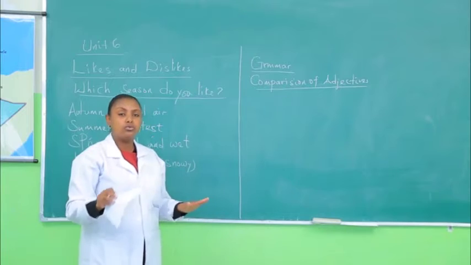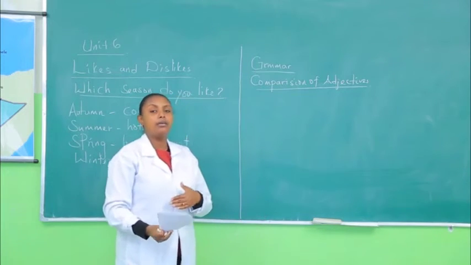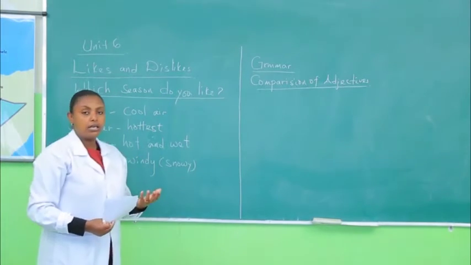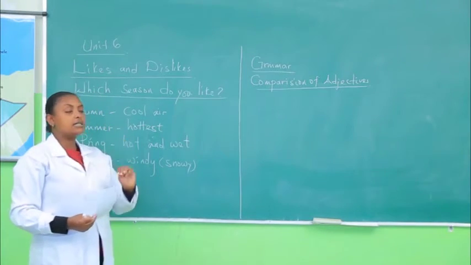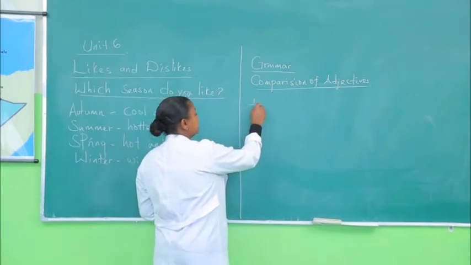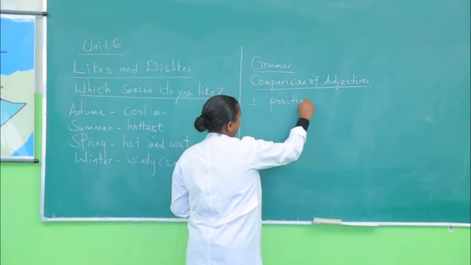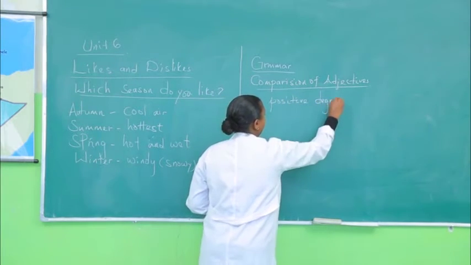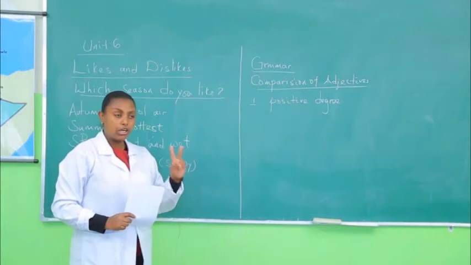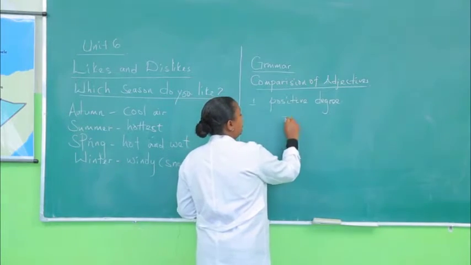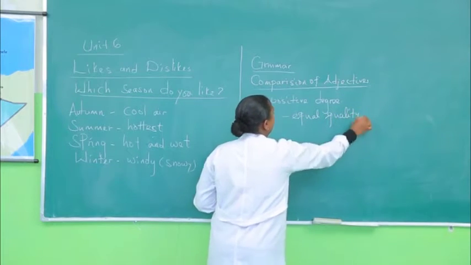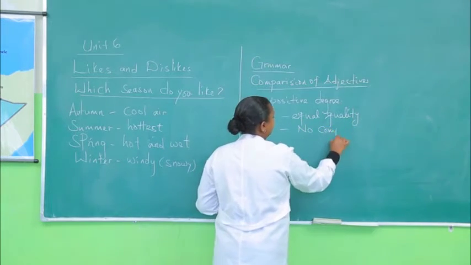The word says comparison. Comparison means comparing two things. It can be on the same quality or on different quality. So, what are the degrees that we use to compare these nouns or pronouns? There are three degrees of adjectives that we use to compare things. The first one is the positive degree. We use the positive degree when we are comparing two equal qualities. Don't forget this, please. Or when there is no comparison.